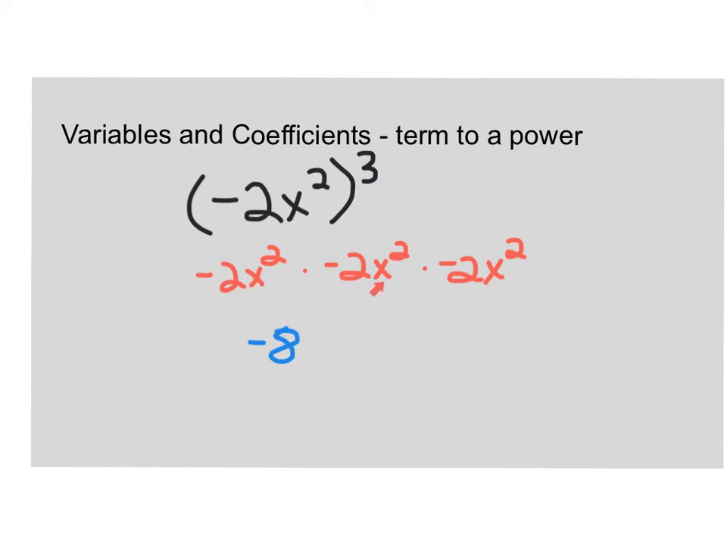x squared times x squared times x squared. Well, we just add up the exponents, 2, 4, and 6. So our final answer is negative 8x to the sixth. And that would be your final answer, okay?